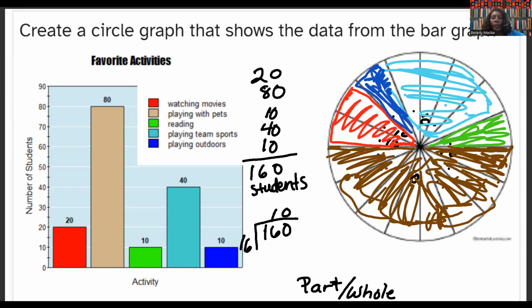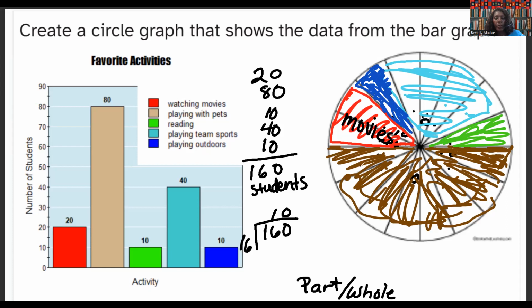All right. Now we could have a key to represent it, and using that key tells us which each is, but we're going to go ahead and label. Most of the time you see them labeled. I'm going to use black. I think that'll work. And let's just label it. So red was movies.